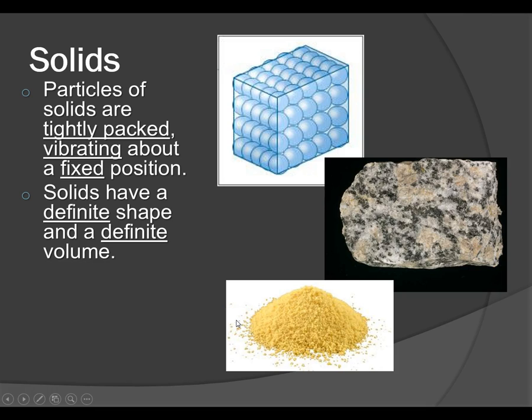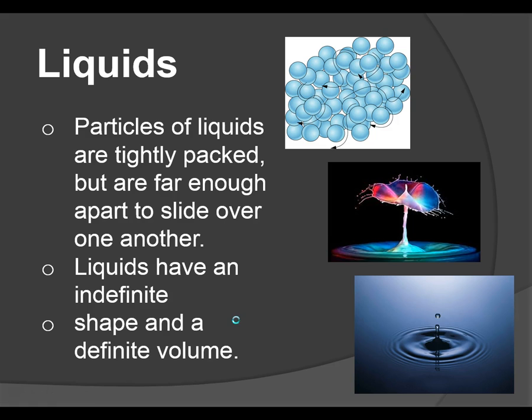Next, we want to move on to liquids. How are liquids different? Well, as we see in our description, they're still tightly packed, and we can see this in the image here, but they're far enough away that they can actually slide around each other. That's what you're seeing happening here. So we have a little bit less order to the system, and the particles are moving around.